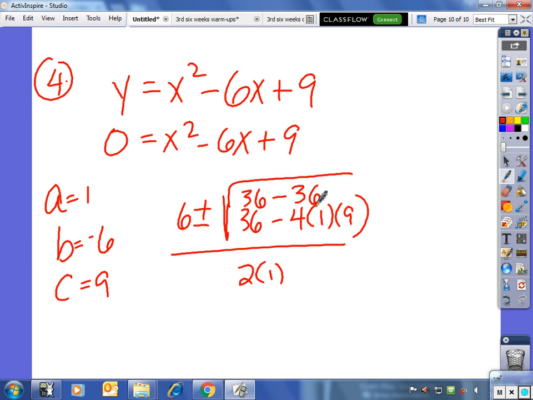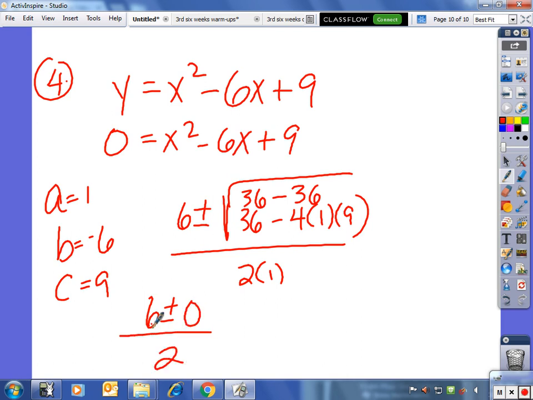What does it mean if you get a 0 inside the radical symbol? There's only one root. Okay, that's just for your information. We're going to get the same answer twice. You still have to answer it. This ends up being 6 plus or minus the square root of 0, which guess what the square root of 0 is? 0 over 2.